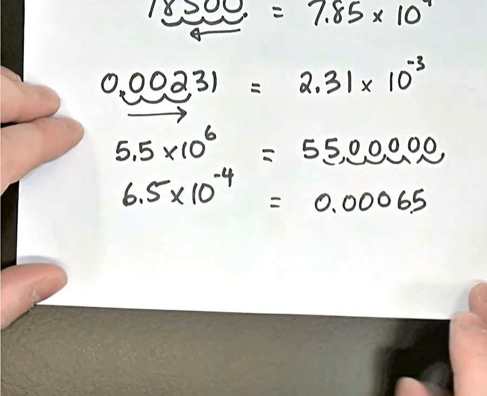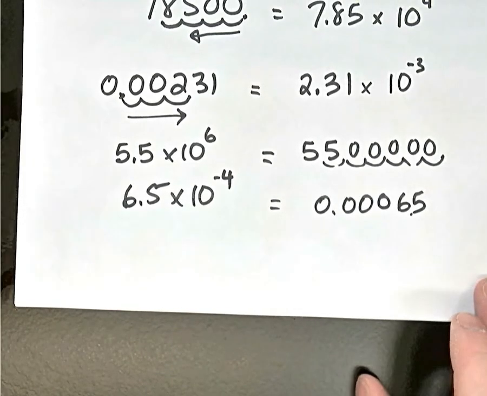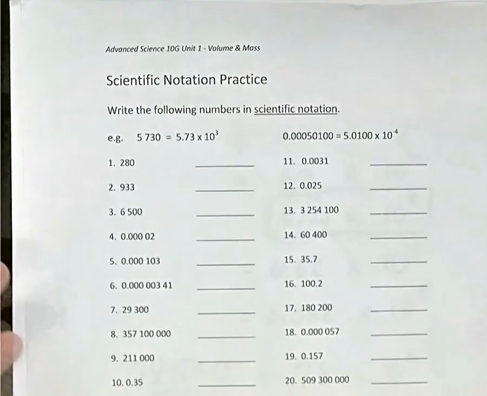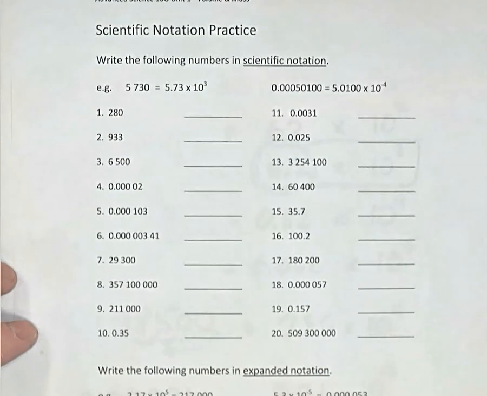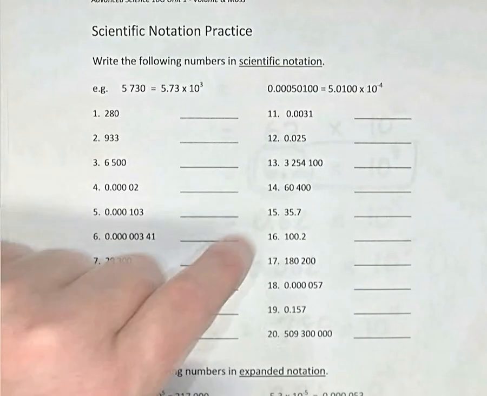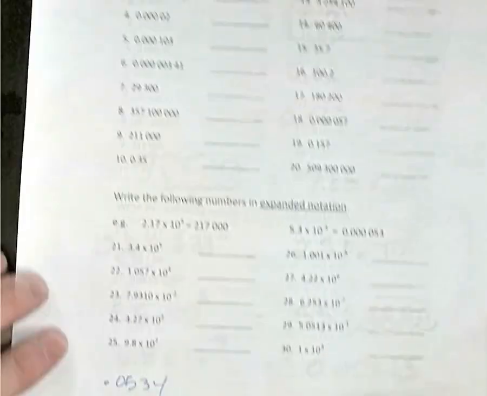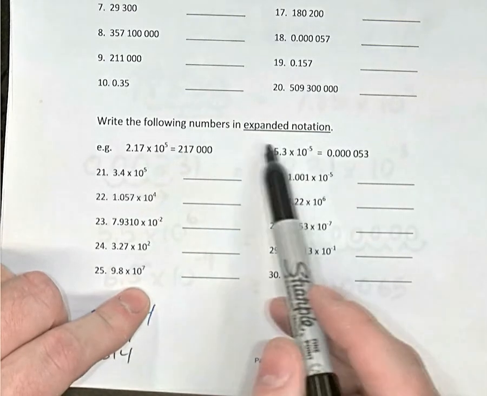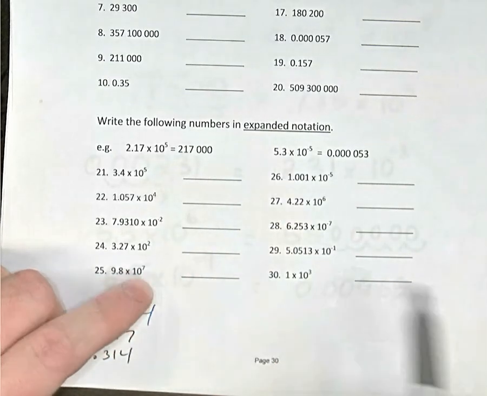All right, so I hope that helps. You should now be able to do the worksheet. If you're in grade 9 science, you should be able to do this worksheet, which is in your yellow booklet, converting numbers that are in standard form to scientific notation, and then converting numbers back to standard form, or written here as expanded notation, which is the normal way of writing it.